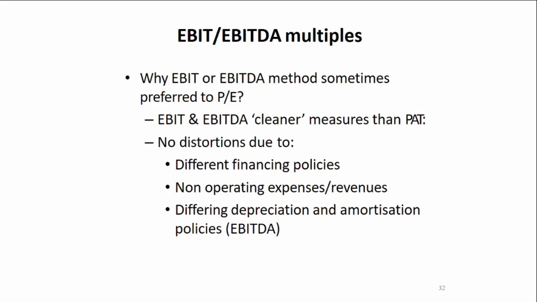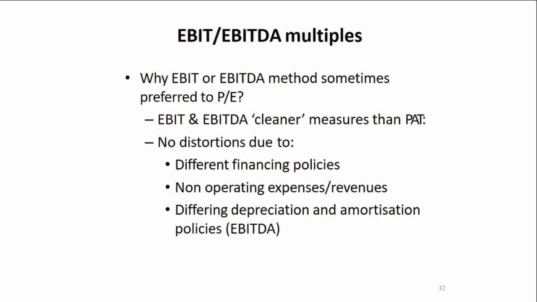So one may want to ask, which is the better method, the PE multiple method or the EBITDA method? There are various advantages to why someone would want to use the EBIT or EBITDA method. If we think about it, we are using our earnings before interest and tax, so any differences in financing policies between the various companies will be taken out. So there will be no distortions if the companies have different financing policies. Also, there will be no distortions from those items that are considered non-operating expenses or revenues, things like investment income and investment expense.